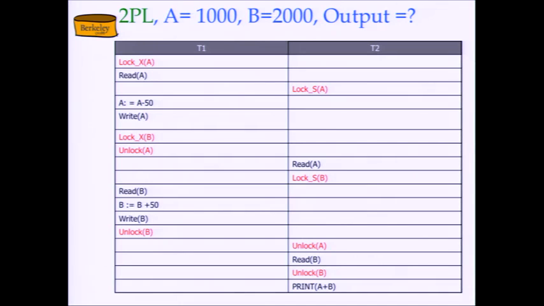The next thing that happens is T2 wakes up because A is no longer locked, and the lock manager gives it a shared lock on A. T2 can now read A. It gets 950, and it requests a shared lock on B, but it cannot get it because T1 has an exclusive lock on B. At which point T1 can now read B.